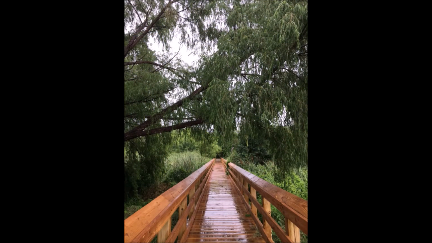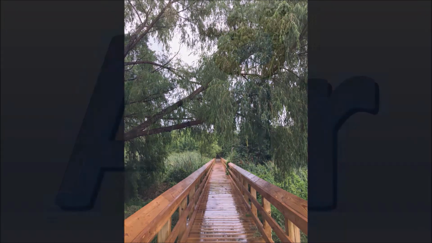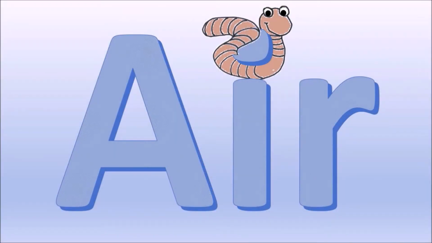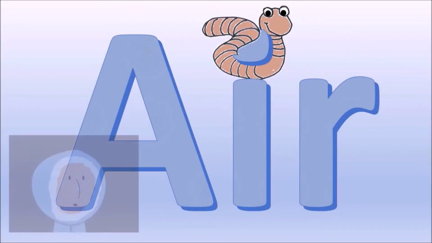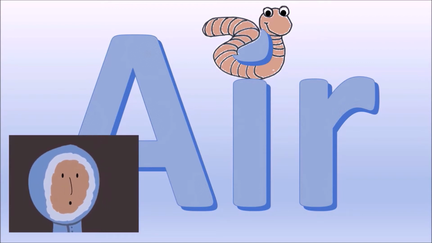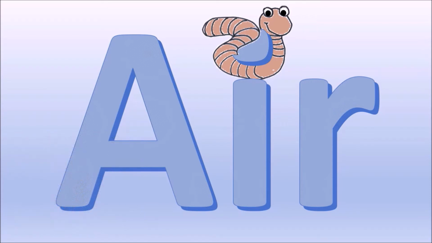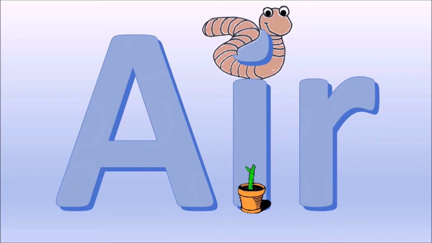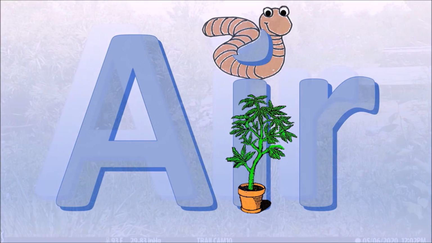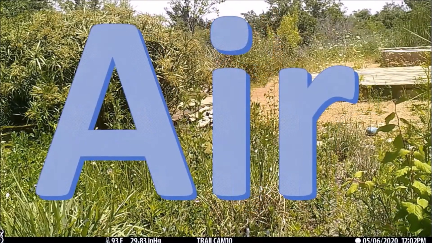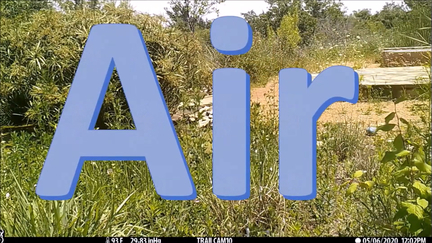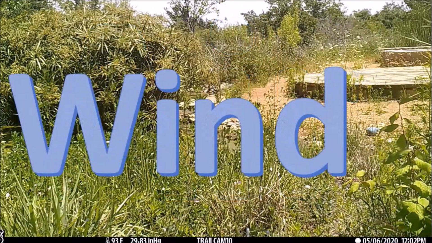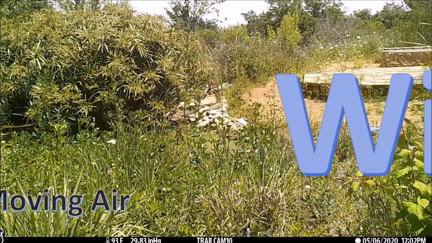Now let's sit down and get ready for air and wind. Air is all around us and is very important to living things. Animals, like us, need to breathe it in and out because our bodies use it. Plants also need air so they can grow and so they can make their food. You know what we call air when it moves? We call it wind. So wind is moving air.